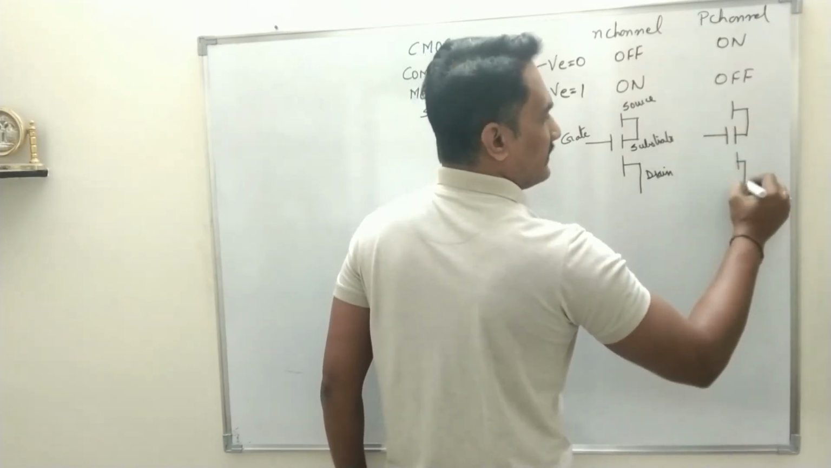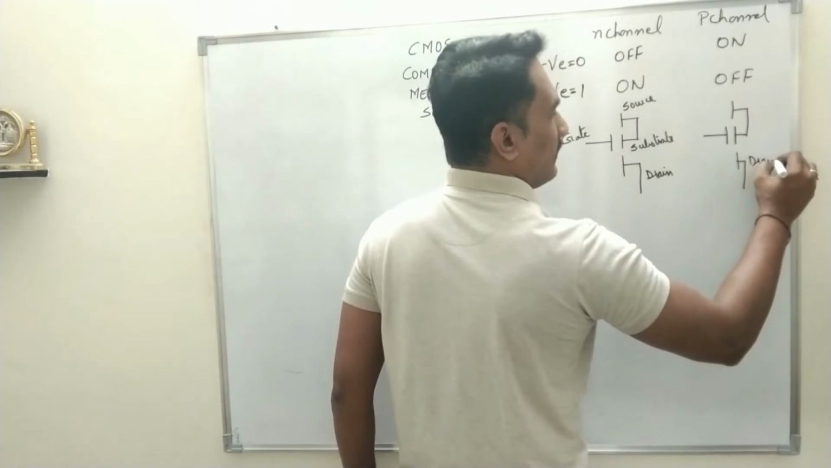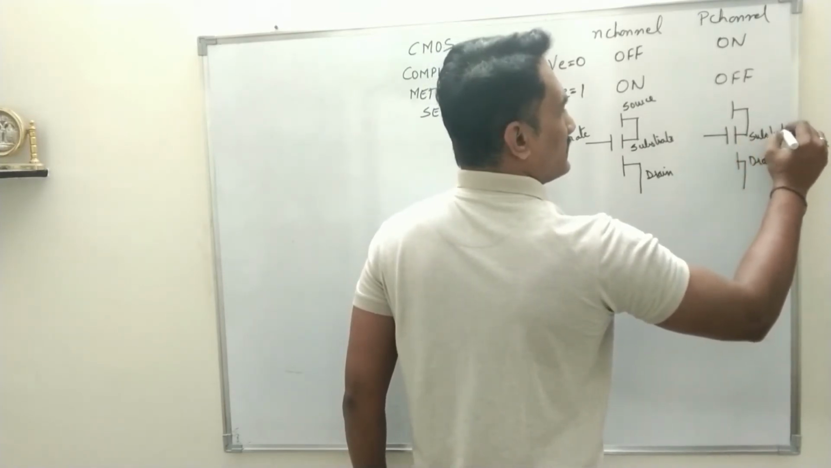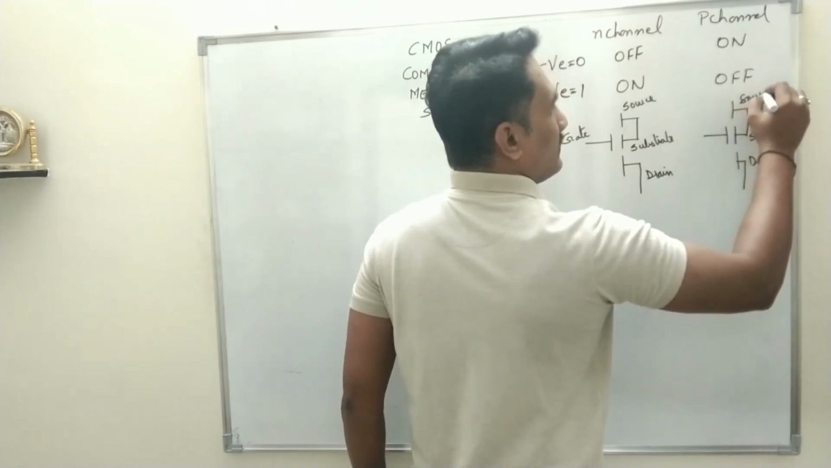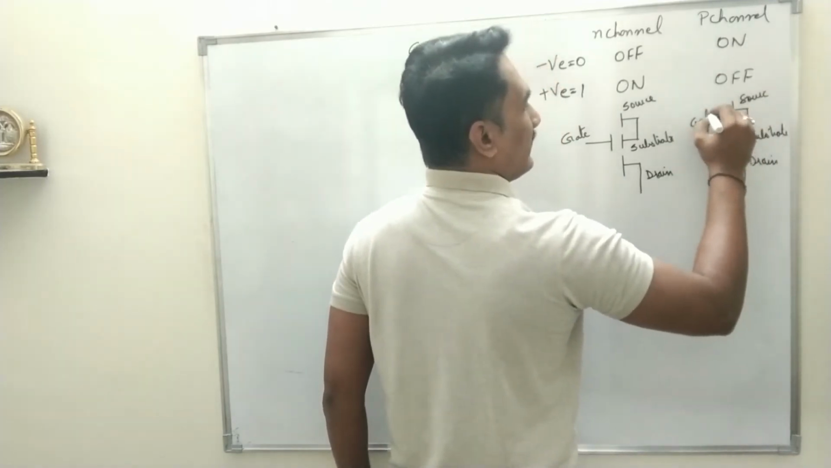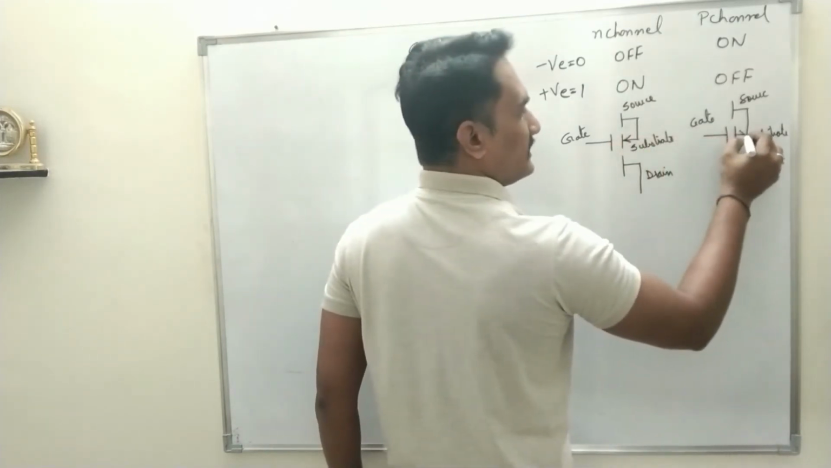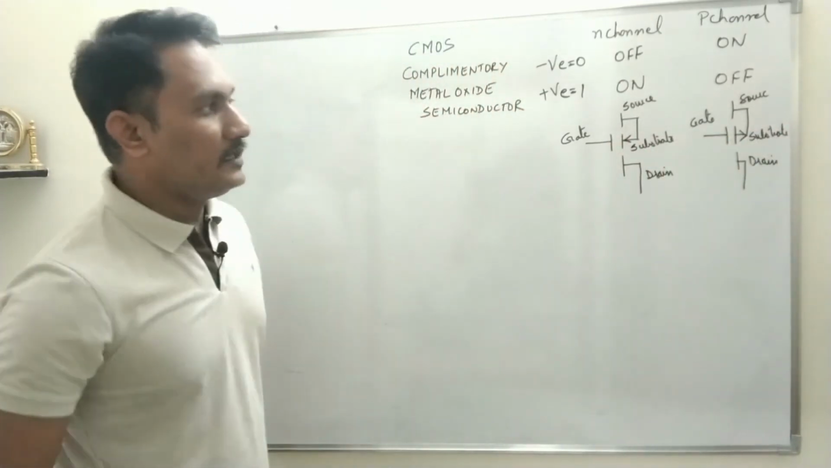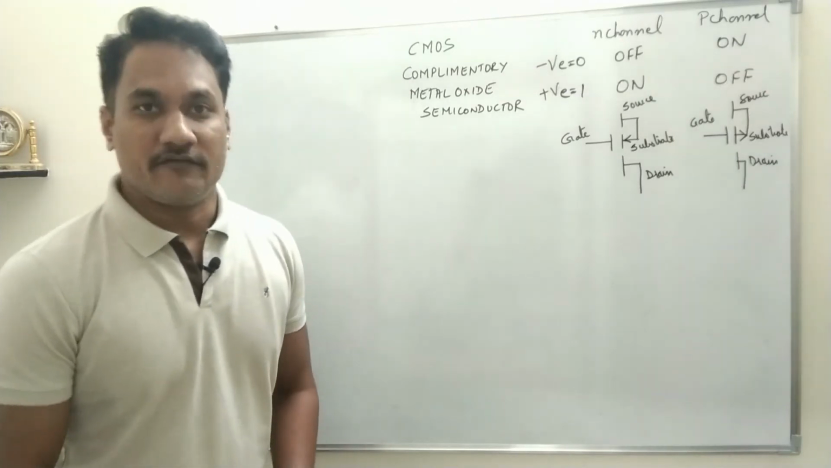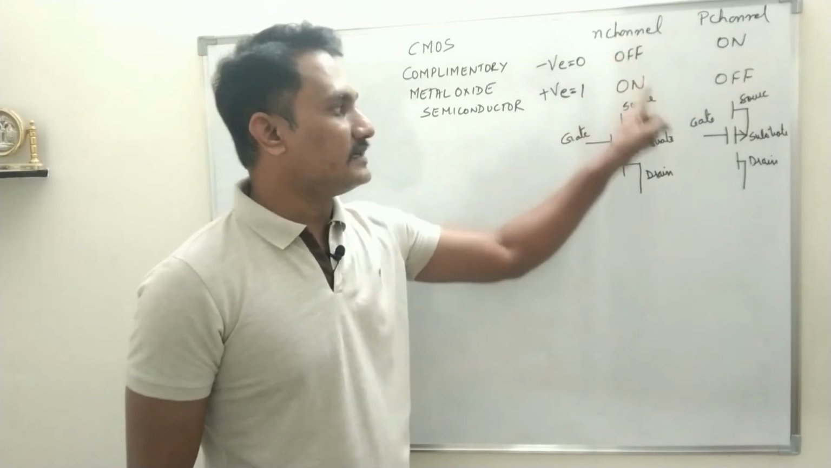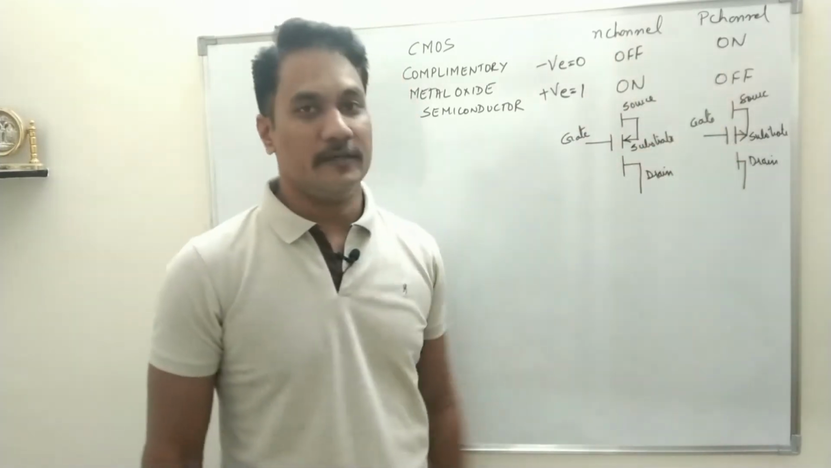and then the drain terminal. So this is drain, substrate, source and gate. For N channel, the arrow mark will be inward. For P channel, the arrow mark will be outward. That's all we have to remember. If the arrow mark is inward, it is N channel. If the arrow mark is outward, it will be P channel.